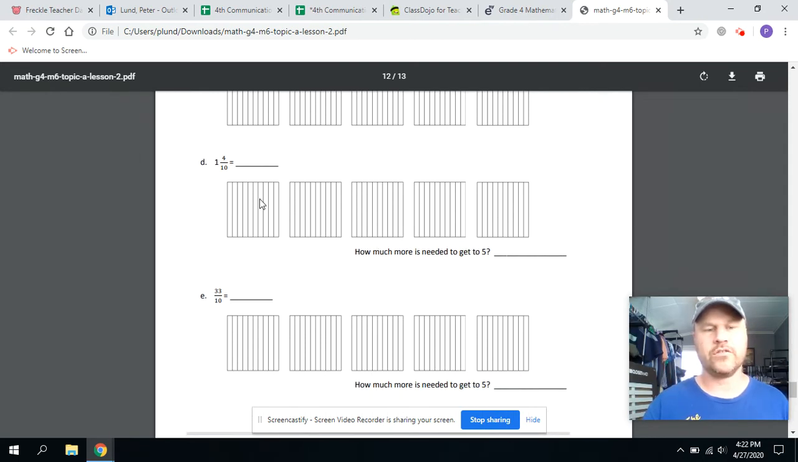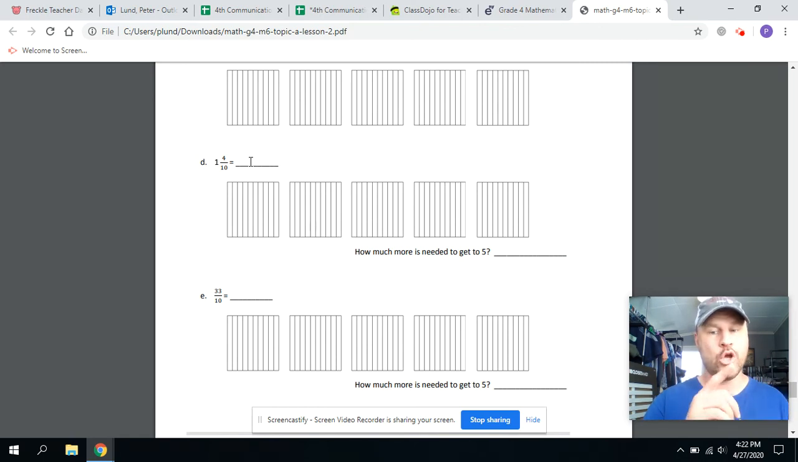1 and 4 tenths. So that's 1 whole shaded in. 1/10, 2 tenths, 3 tenths, 4 tenths shaded in. So 1 and 4 tenths. As a decimal, 1.4. Boom. All right. How much more is needed to get to 5? So you count up. If we stopped at 1 and 4 tenths, then we have 1 whole, 2 wholes, 3 wholes, and unshaded here would be 6 tenths. So 3 and 6 tenths, or 3.6.